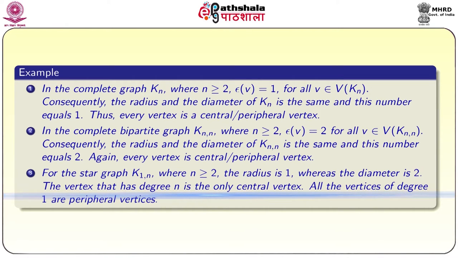For the star graph K1,n, where n is greater than or equal to 2, the radius is 1, whereas the diameter is 2. The vertex that has degree n is the only central vertex. All the vertices of degree 1 are peripheral vertices.